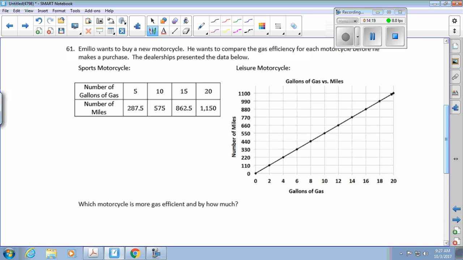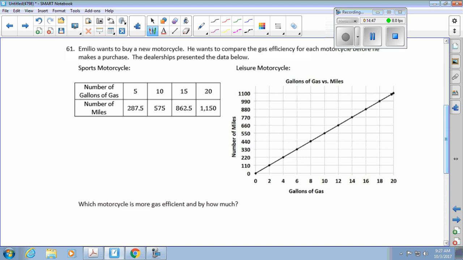He wants to buy a new motorcycle, and he wants to compare the gas efficiency for each motorcycle before he makes a purchase. Does anyone know what gas efficiency means? Tim knows? Give it a guess, Tim. Like saving gas. Very good, saving gas. So if something's more efficient, you get more out of it, right?